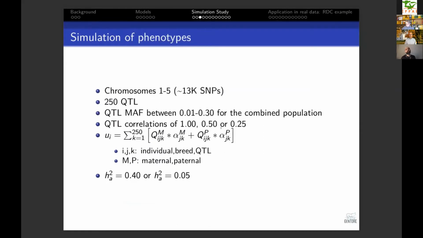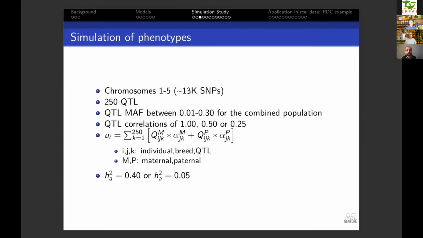We limited ourselves to use only the first 5 chromosomes just for computational reasons, and because we had a lot of scenarios and replicates and so on. So from there, we picked 250 QTL, and we picked those QTLs with the assumption that they have relatively low minor allele frequency compared to SNPs. So we applied a criterion here. On average, we had QTL around 0.15 and SNPs around 0.20, 0.22 for each of these breeds.